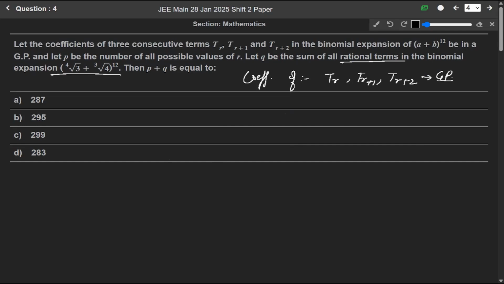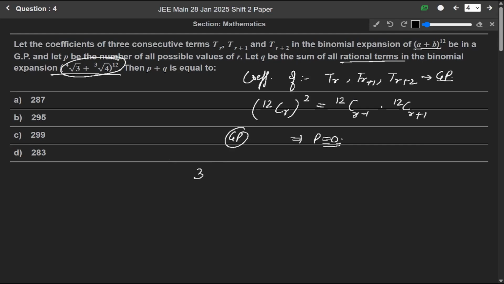Okay. So Q is the sum of all the rational terms in the binomial expansion of (4 root 3 plus 3 root 4) raised to the power 12, and the binomial expansion of (a plus b) raised to the power 12. So it will be (12 C r) squared equals 12 C (r minus 1) into 12 C (r plus 1). But no three consecutive binomial coefficients are in GP. So this implies that P is equal to 0.